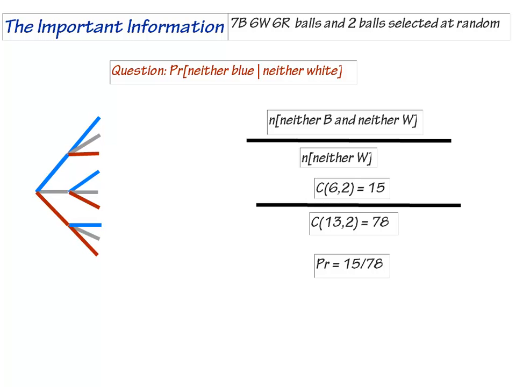And then the written way, if you do decide to not do a tree, would be to do it the way on the right, where you find the number of ways where you can get neither blue and neither white, which would typically have a little upside down U intersect symbol in the middle. And then you find the ways where it's neither white, and you do this, as you can see right below it, using combinations, and then that gives you your final probability.